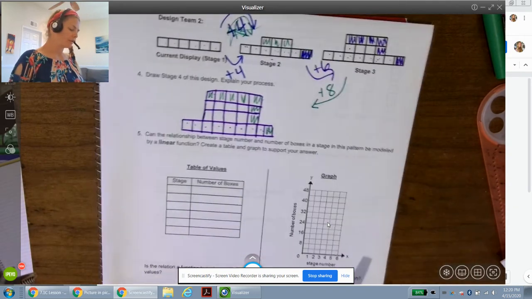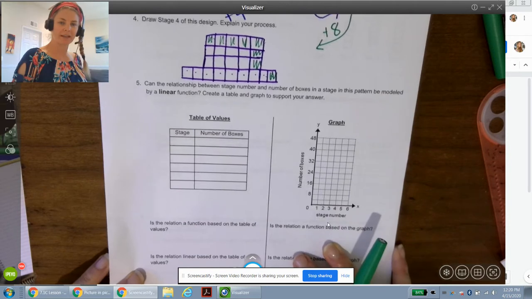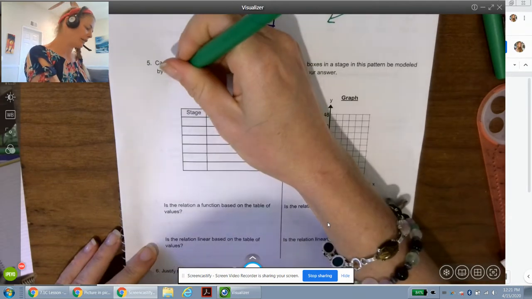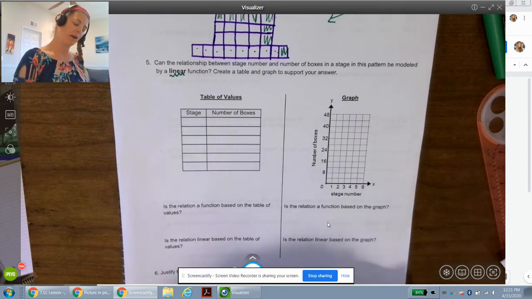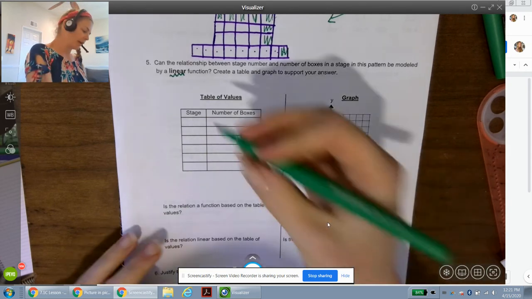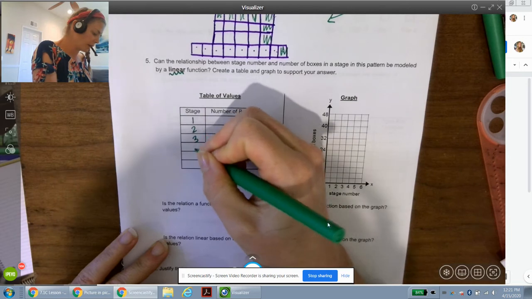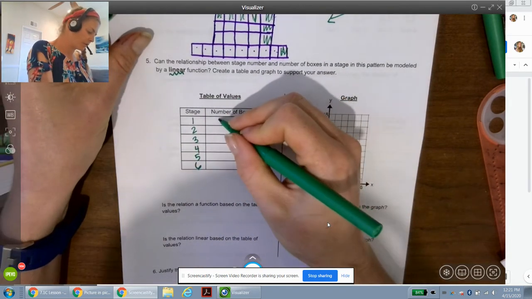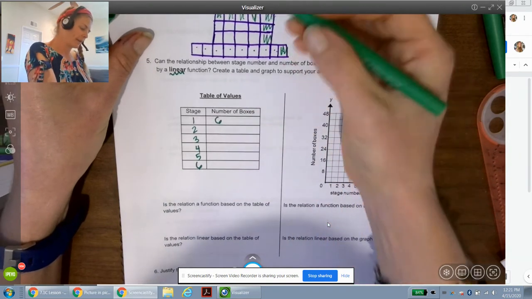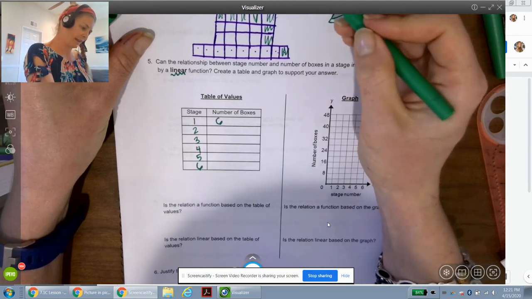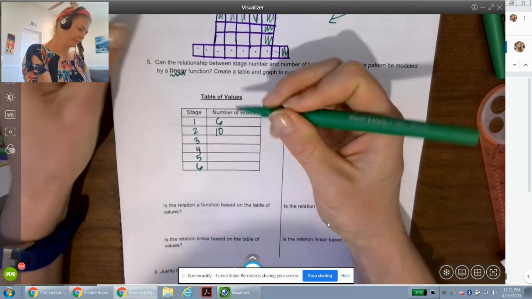Okay. So, can the relationship between stage number and number of boxes in a stage in this pattern be modeled by a linear function? Complete a table and graph to support your answer. Let's take a look at this table of values. So we're going to have stage 1, 2, 3, 4, 5, and 6. Stage 1, of course, we started with 6 boxes. Stage 2, we had 1, 2, 3, 4, 5, 6, 7, 8, 9, 10 boxes.